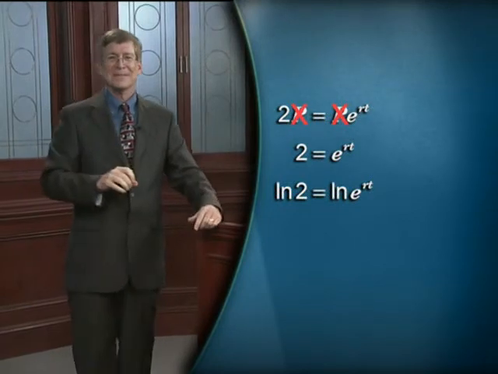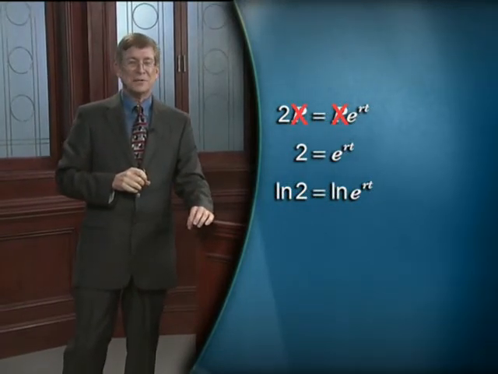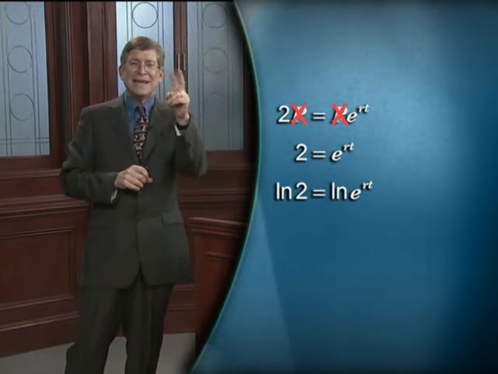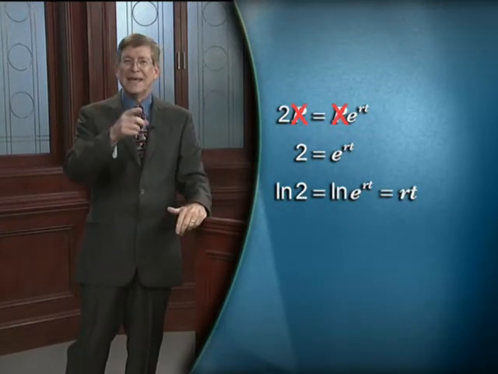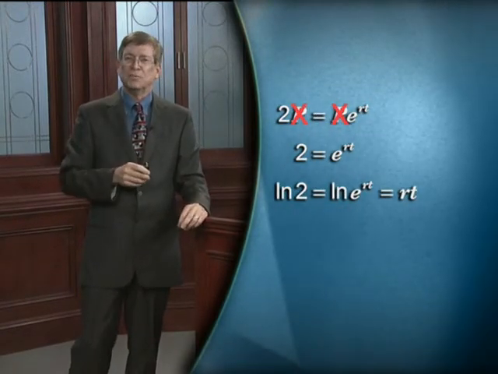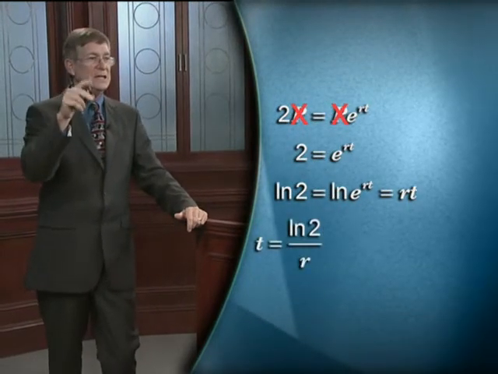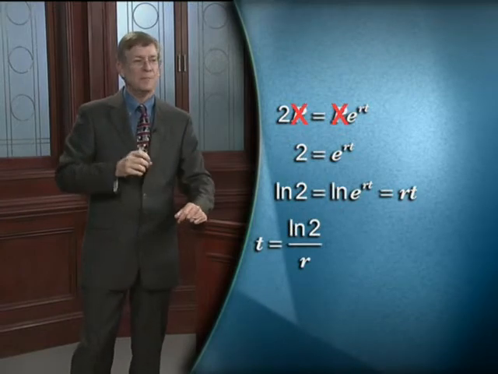Aha! You recognize how to simplify that? Log e^(rt), inverse properties, they cancel, and you're left with just the exponent rt. And now you can solve for t. t equals log 2 over r.